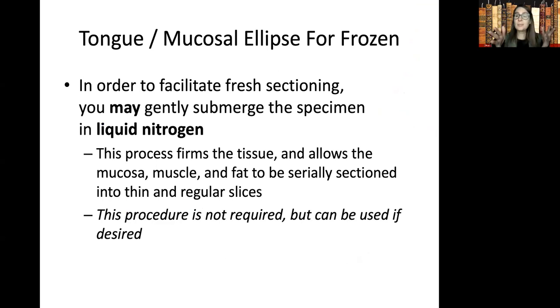Well, sometimes you may think this is slippery, it's hard to cut, I'm not getting a full cross section. So these can be gently submerged in liquid nitrogen to firm up the tissue planes between the mucosa, the muscle, and or the fat. This allows those planes to be serially sectioned into thin and regular slices. I don't require use of this procedure, but a lot of the residents have found it easier to actually cut post a little gentle freezing, especially if they're not used to cutting those softer planes.